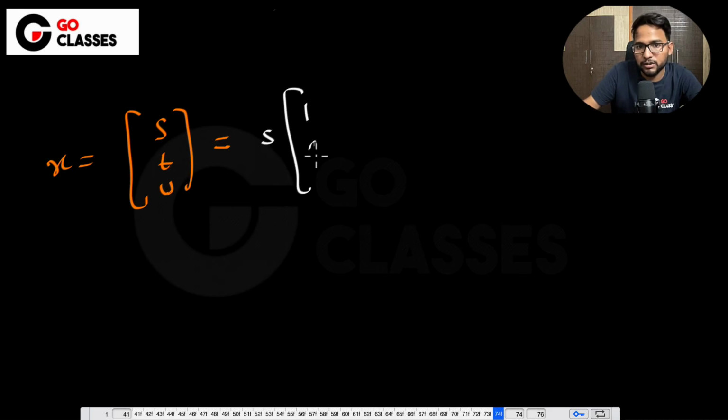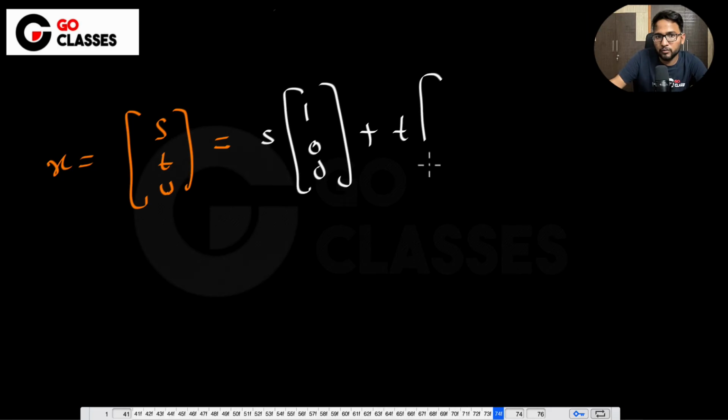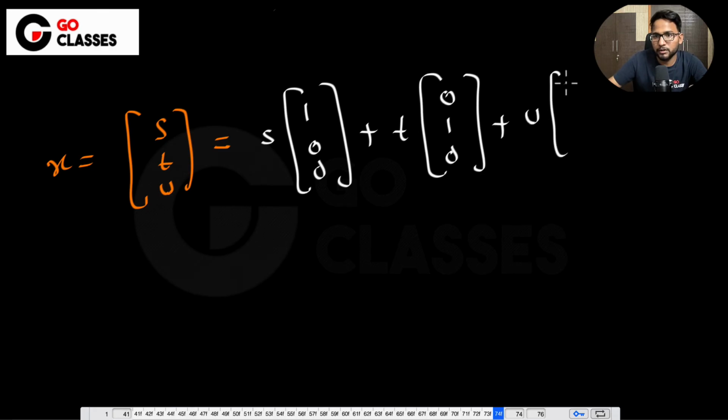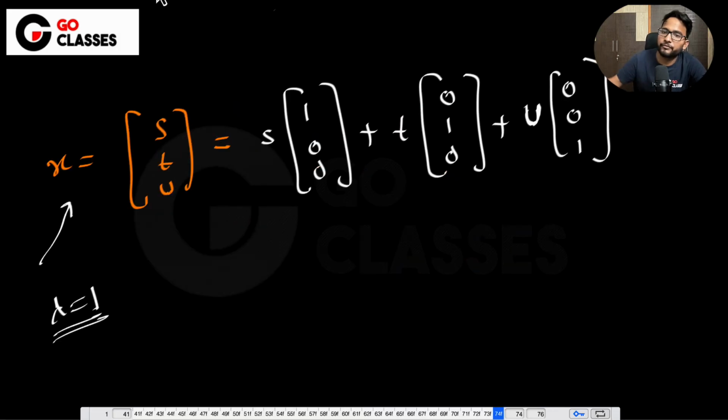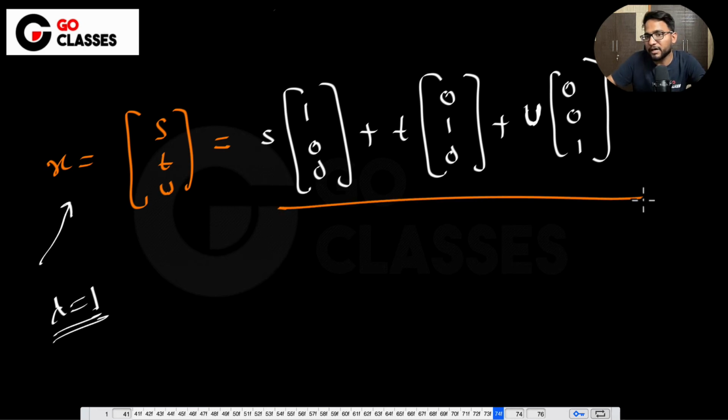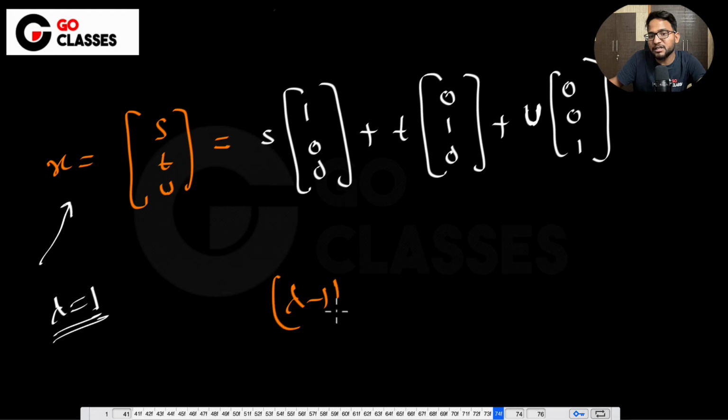Now can you rewrite it? Let me try doing it. So this is s, t, u, and if you want to rewrite it, you can write it like this: s into (1, 0, 0) plus t into (0, 1, 0) plus u into (0, 0, 1), right? So you will be writing something like this. Now this is the set of eigenvectors corresponding to lambda equal to 1. Corresponding to lambda equal to 1, how many eigenvectors did you get? 3 linearly independent eigenvectors you got, and lambda is getting repeated 3 times.